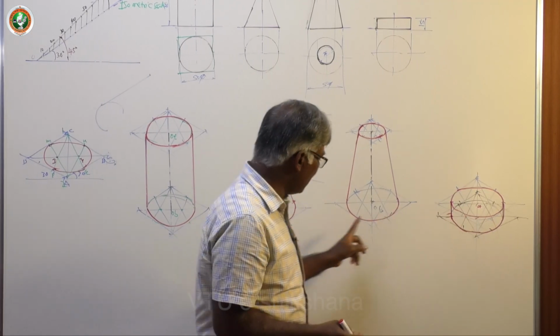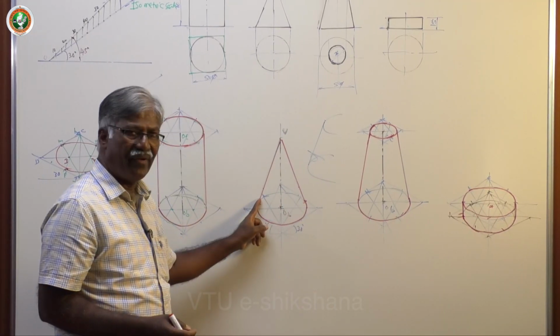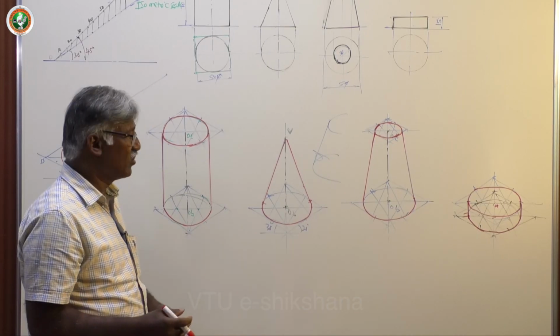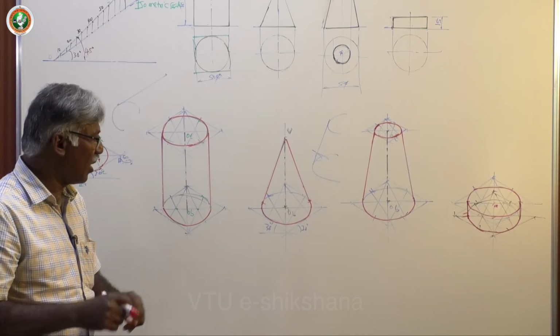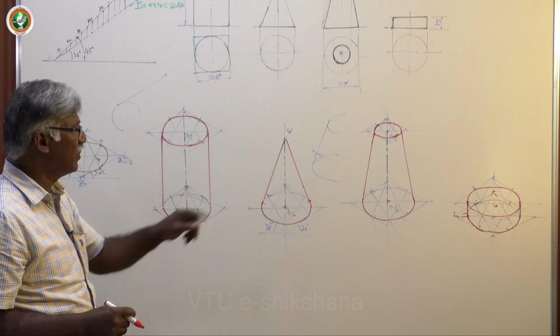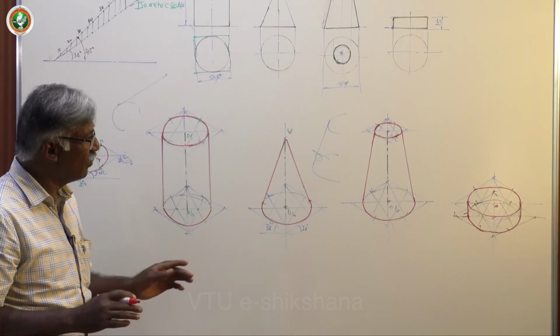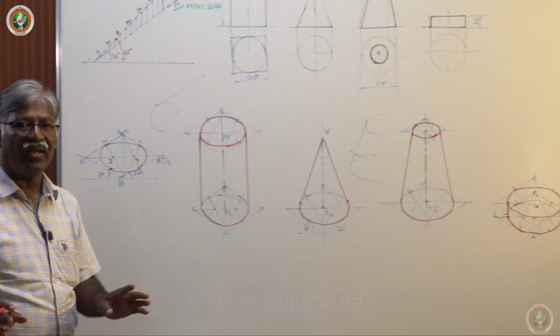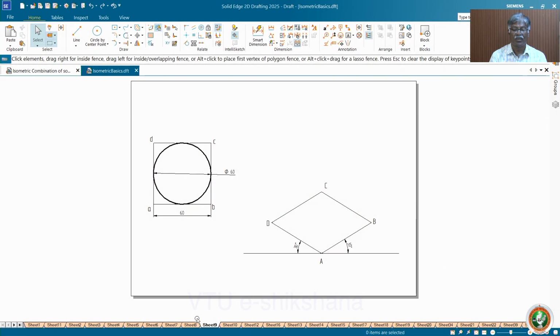the tangent points at this. In case of solids also, in top view we used to draw that. Here also you must be very careful in doing it. Now let us do the same thing in the computer. We have to draw the isometric projection or view of circular items, namely cylinder, cone, frustum of cone and cylindrical block.